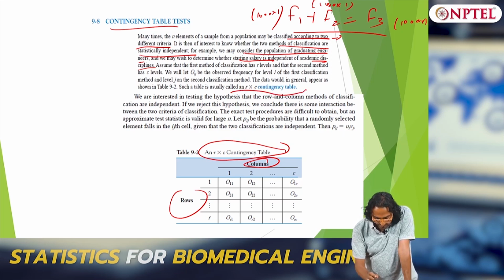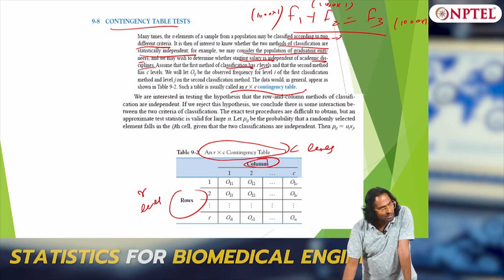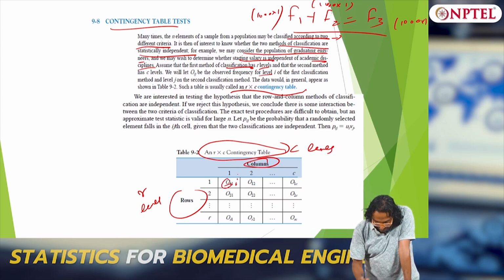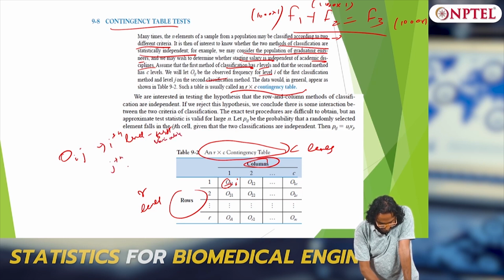Assume that the first variable has R levels and the second variable has C levels. Oij is the observed frequency for the ith level of the first classification and the jth level of the second classification. So Oij: ith level of the first variable and jth level of the second variable.